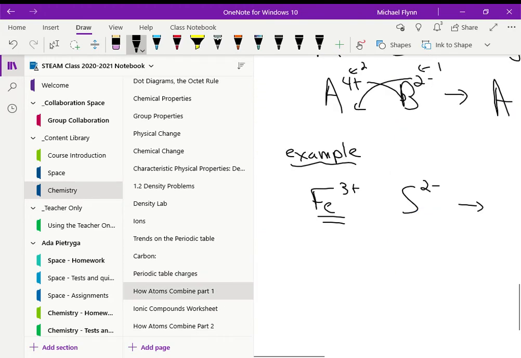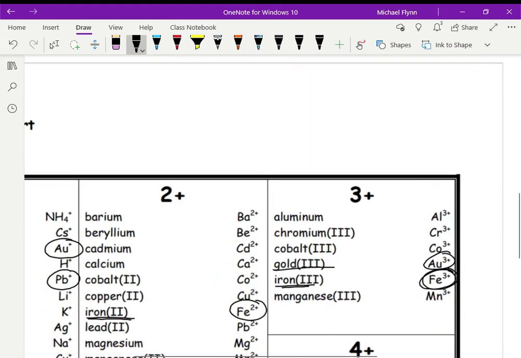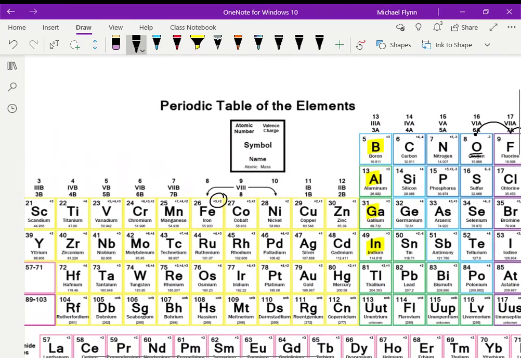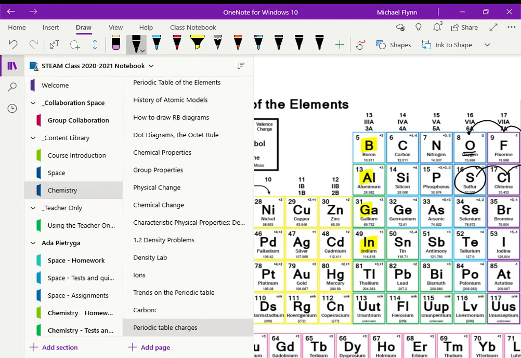how atoms combine, part 1. That's iron 3. And then sulfur, if you look on the periodic table, again, I'm going to show you my thinking. Sulfur is a non-metal, so I go over here to my non-metals. There's sulfur right there. Well, argon has a full shell, so count backwards from there. It's -1, -2. So sulfur has a charge of -2.